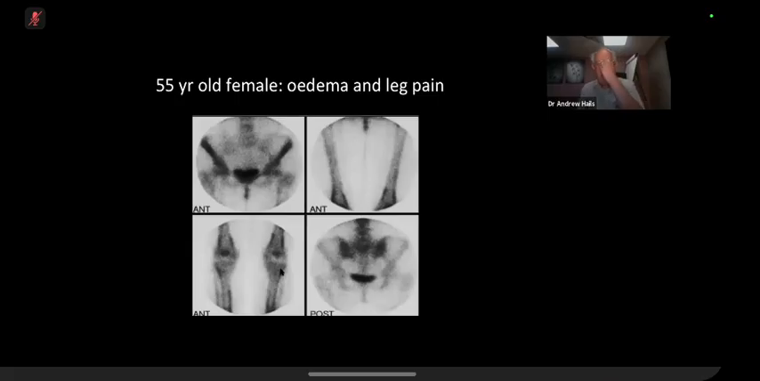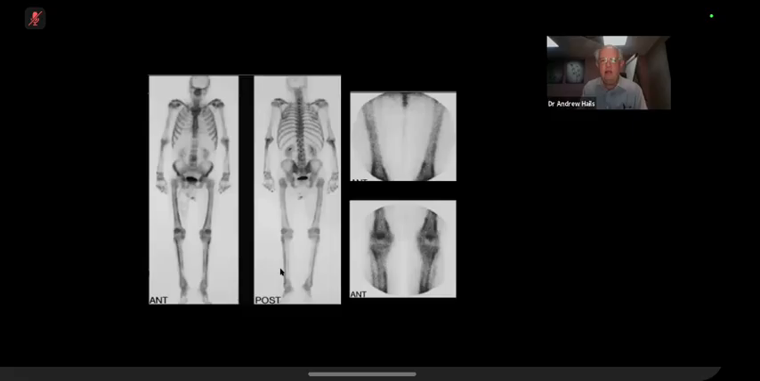Right, okay. Now, this is somebody with edema and leg pain. And I hope I've got, yeah, there we are. This is not somebody who's just been running. Any ideas what this might be?